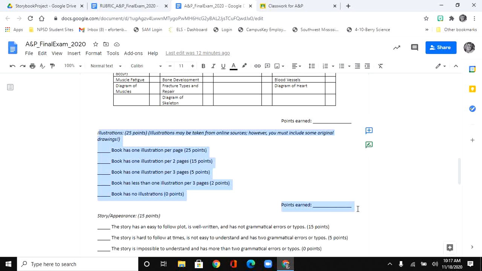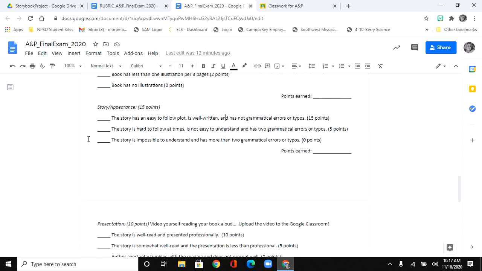So I would like to see some original illustrations. In order for you to get full credit, you're going to have to include some original illustrations as well. But one illustration per page will get you your maximum points of 25 points. So the story. Of course, we want the story to be good.